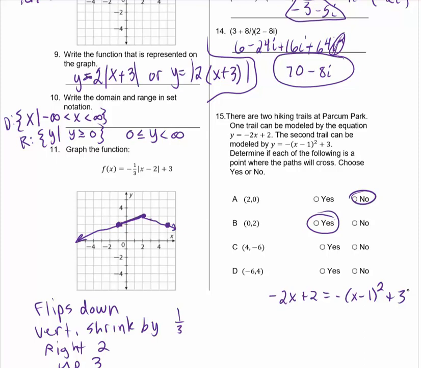Then we look at C, 4 and negative 6. I might need to write something down at this point. Negative 2 times 4 plus 2. Negative 8 plus 2 is negative 6. Yes, that's right.